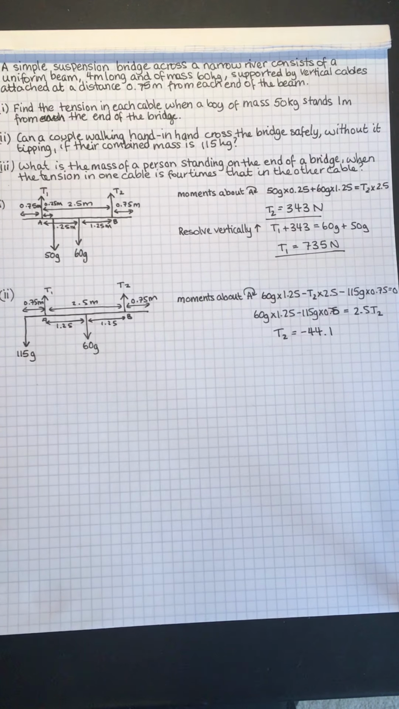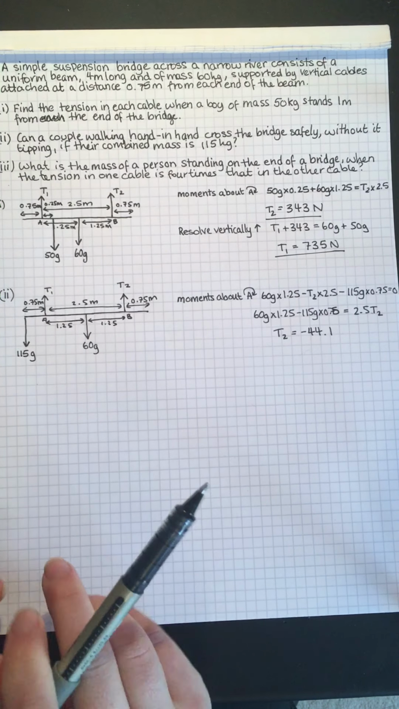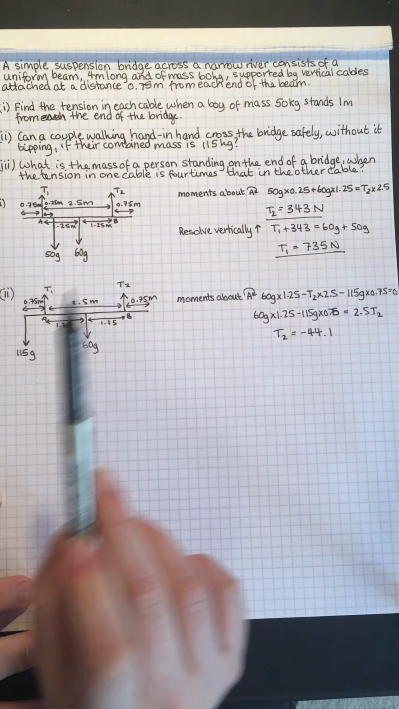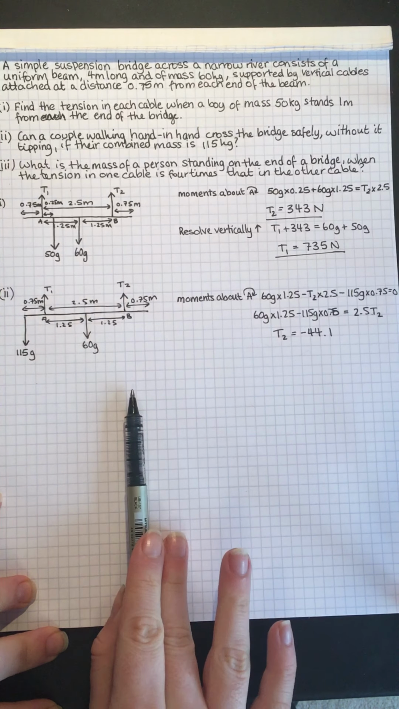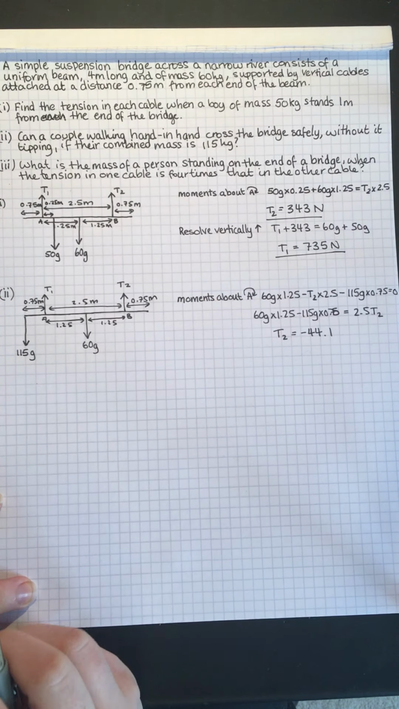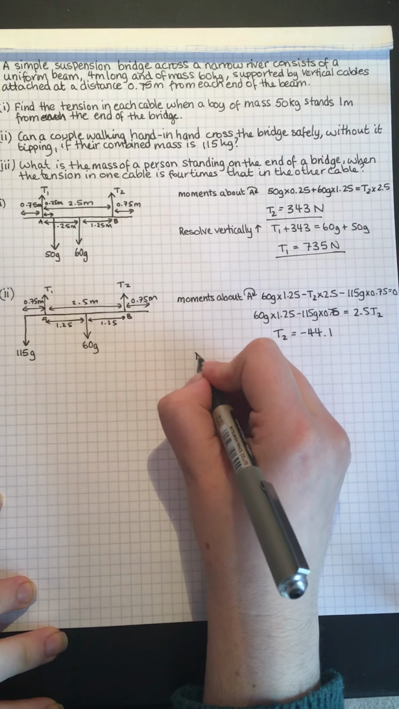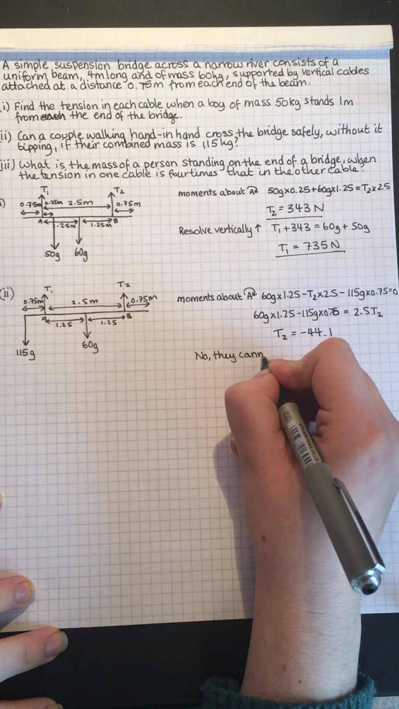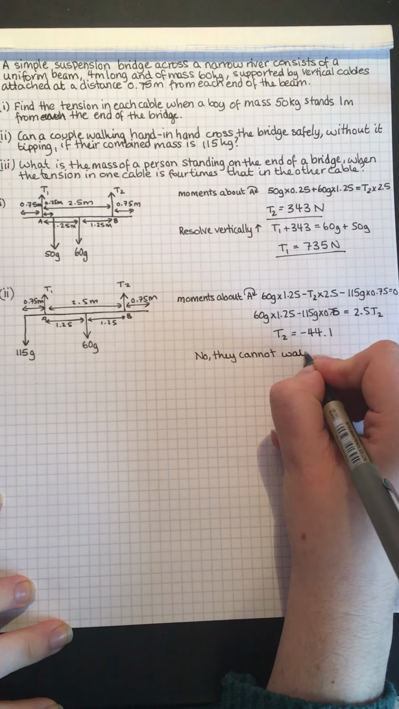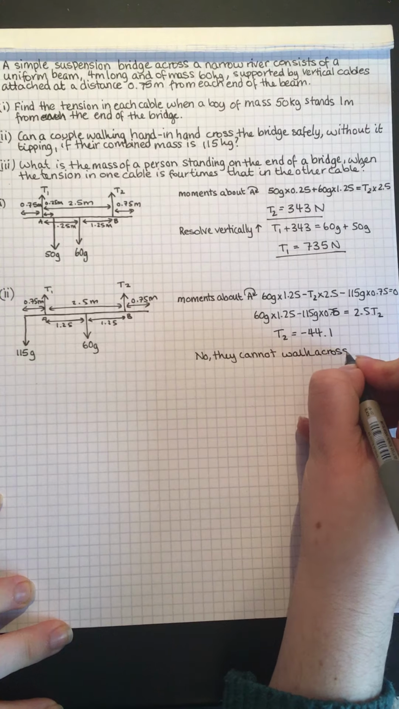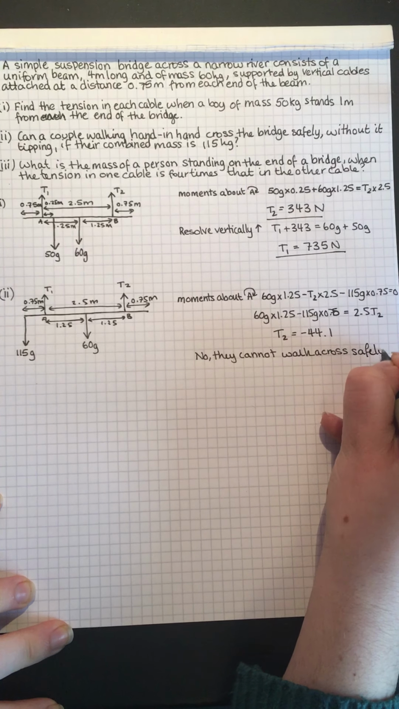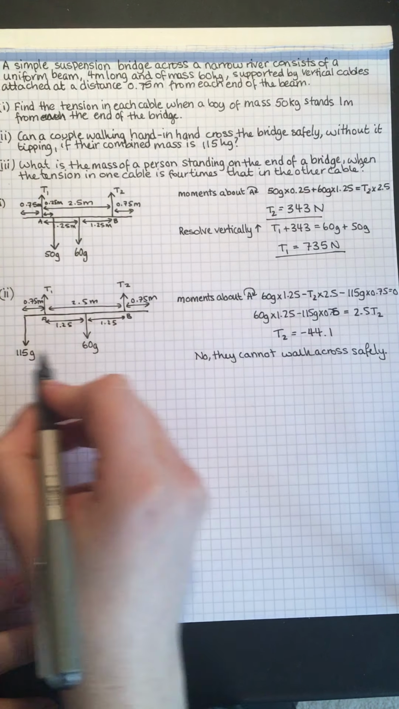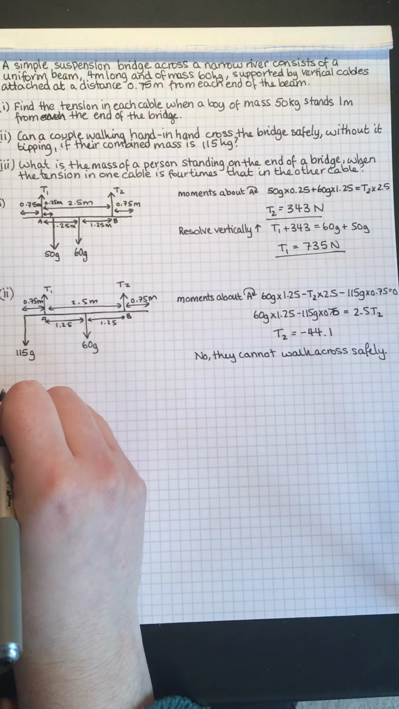44.1. Now, the tension acting upwards here can't be negative. What this is telling us is, for that couple to stand comfortably here, there would need to be another force acting downwards over here, which means that no, they cannot walk across safely. Okay, it doesn't work.